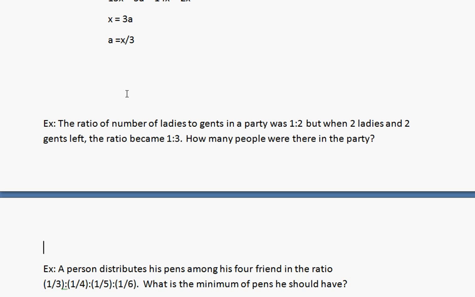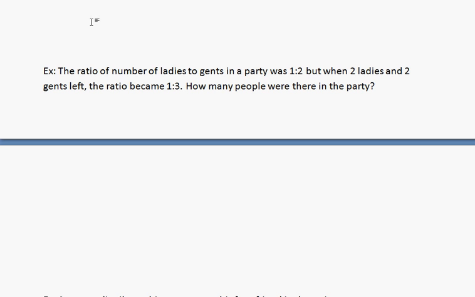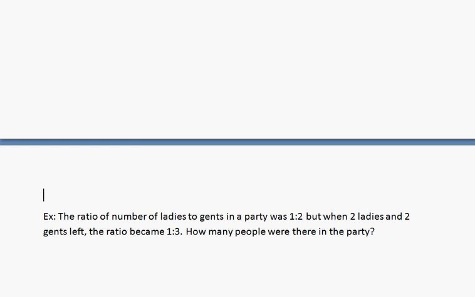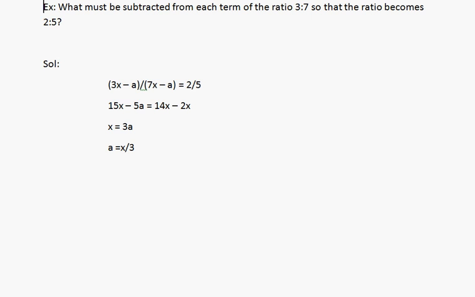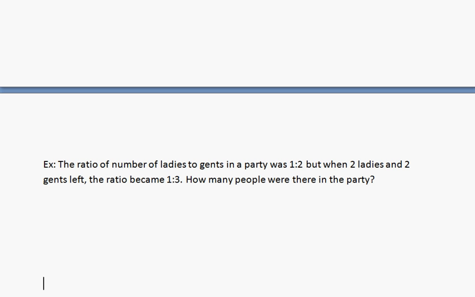Let's go to the next question, which says the ratio of the number of ladies to gents in a party is 1:2, but when 2 ladies and 2 gents left, the ratio becomes 1:3. How many people were there in the party? There is some missing information in this question. I'll just check and come back to you later. So how to do it?